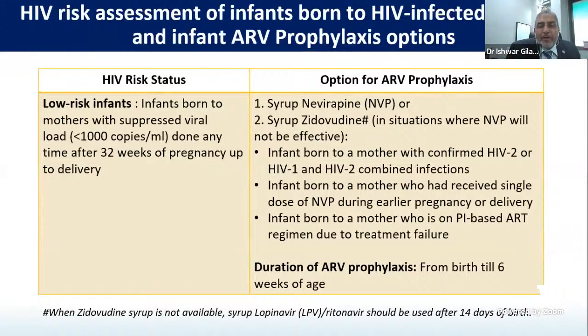In that baby, we provide syrup nevirapine, or syrup zidovudine in situations where nevirapine will not be effective, particularly when nevirapine was used in an earlier pregnancy or for ART of the mother. These include infants born to mothers with confirmed HIV-2 or combined HIV-1 and HIV-2 infections, infants born to mothers who received single dose nevirapine during an earlier pregnancy or delivery, and infants born to mothers on a PI-based ART regimen due to treatment failure. In this situation, we require zidovudine. Duration of ARV prophylaxis is from birth till 6 weeks of age.